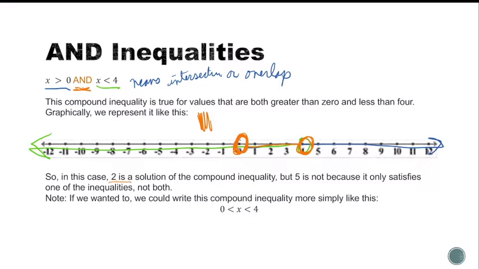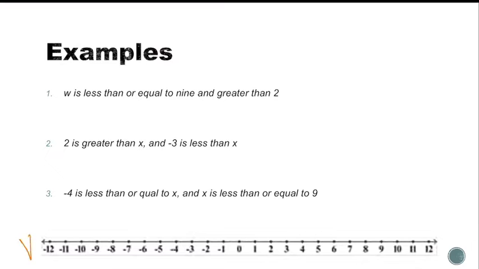In this case, 2 is a solution, but 5 is not because it only satisfies one of the inequalities, not both. It's not in our orange solution. Note, by looking at this, we could rewrite this as 0 is less than x, which is less than 4. Rewriting it as a compound inequality in this way is okay, but know that we can't do that for "or" inequalities. I'm going to work through three examples. One thing I want you to note is, when in doubt, sketch a number line. Number lines are your friend, to visualize what's going on and make sure you're not making any mistakes.